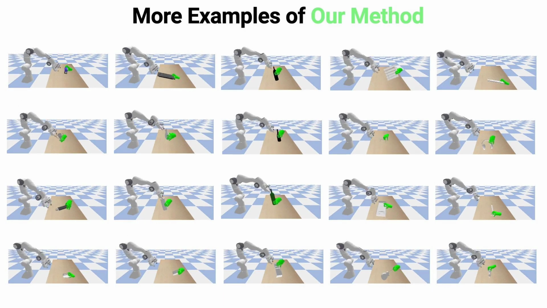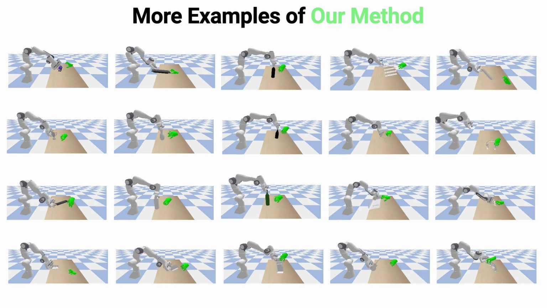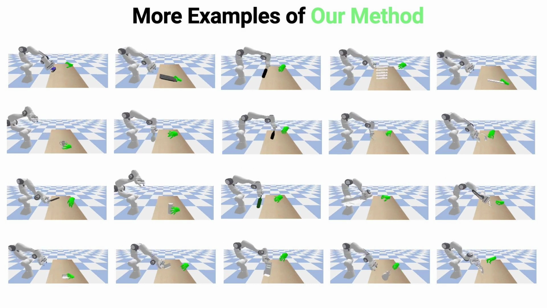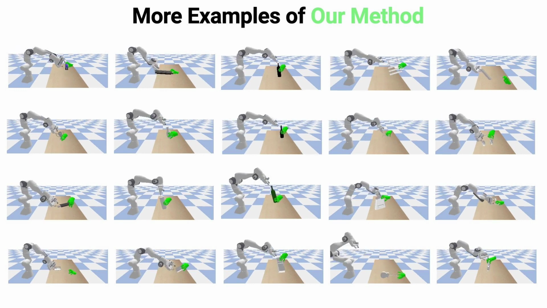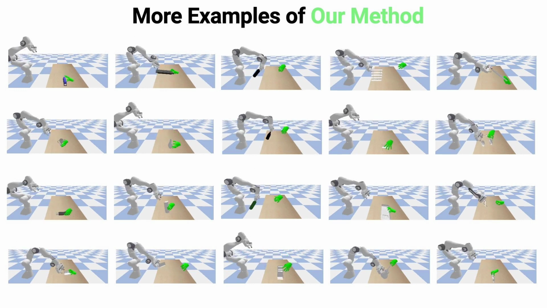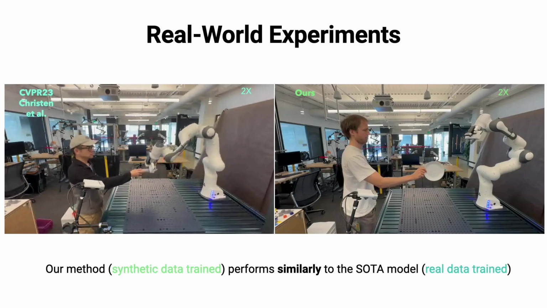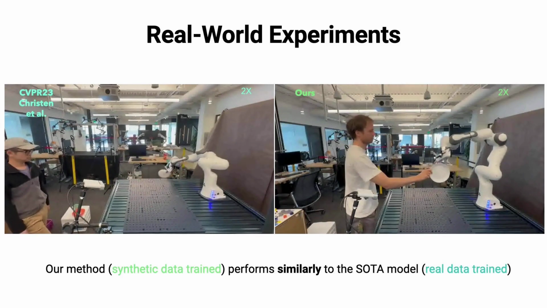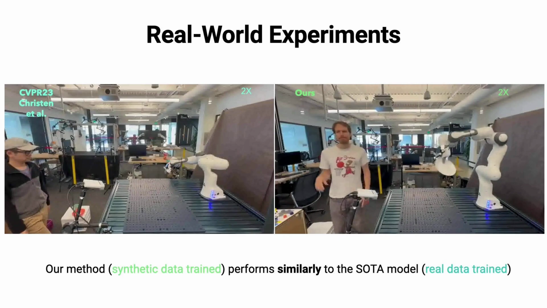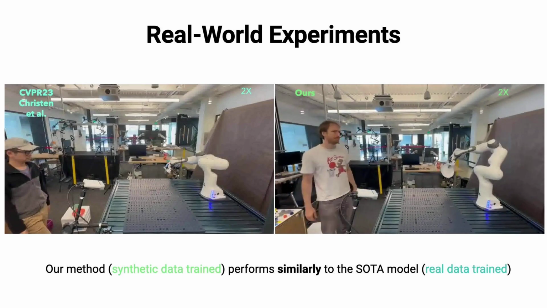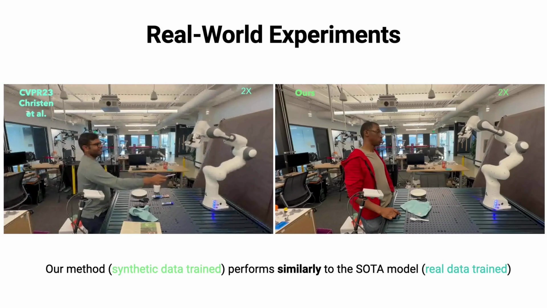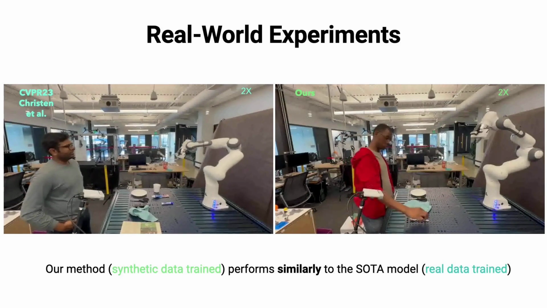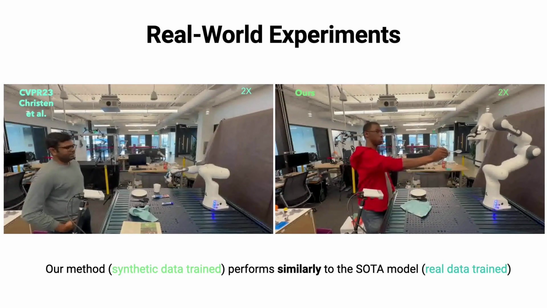Here we present more examples of our method in simulation. On a real system, users were not able to distinguish between the model trained with synthetic human motions or real human motions. This is an important insight showing that training robots with artificially generated human motions transfers well to real human-robot interactions.